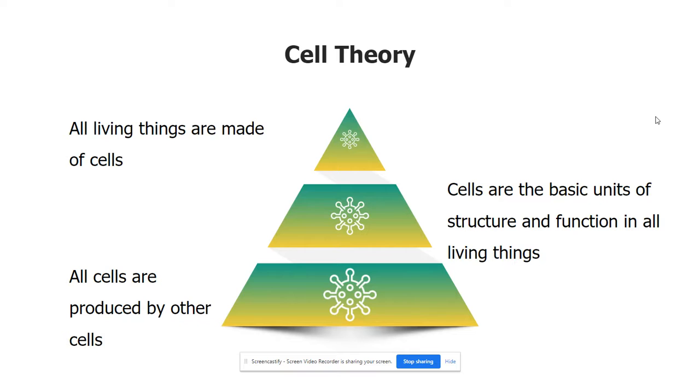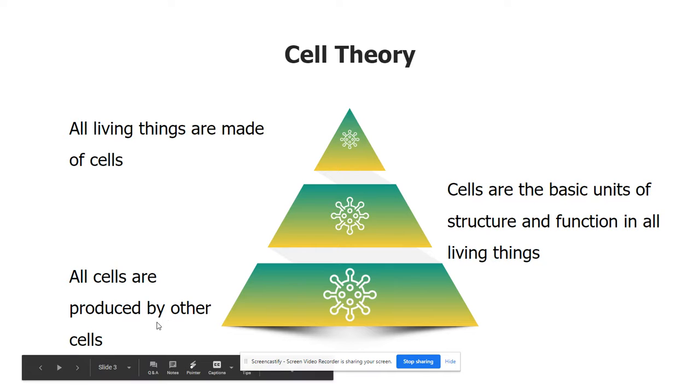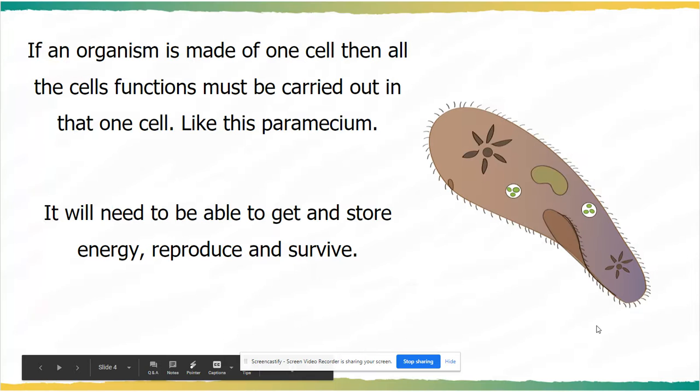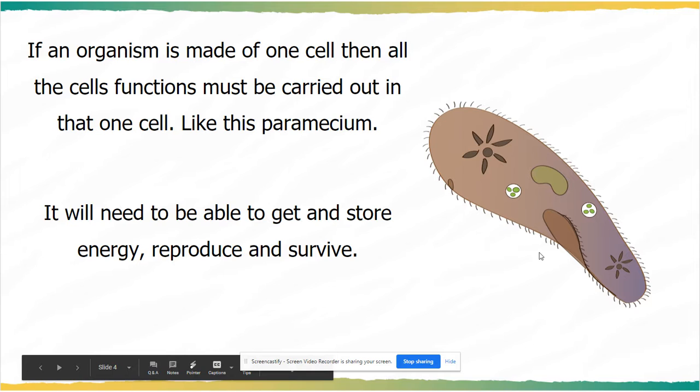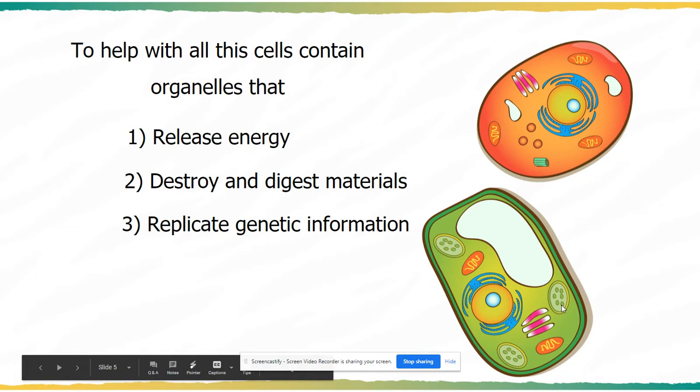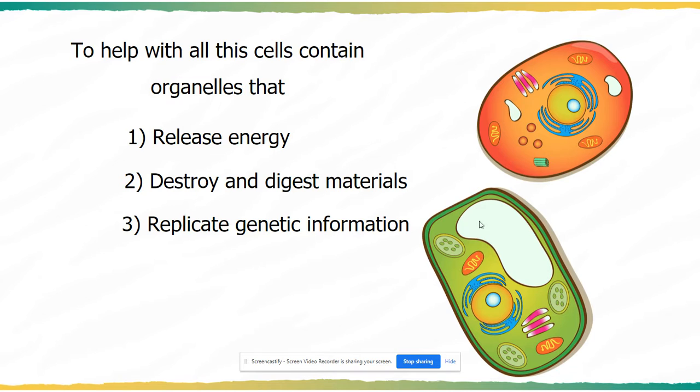Now, if you recall from last week, the cell theory is that all things are made of living cells, all cells are produced by other cells, and cells are the basic units of structure and function in all living things. If an organism is made of one cell, then all the cell functions must be carried out in that one cell, like this paramecium. It will need to be able to get and store energy, reproduce, and survive. To help with all this, cells contain organelles that release energy, destroy and digest materials, and replicate genetic information.